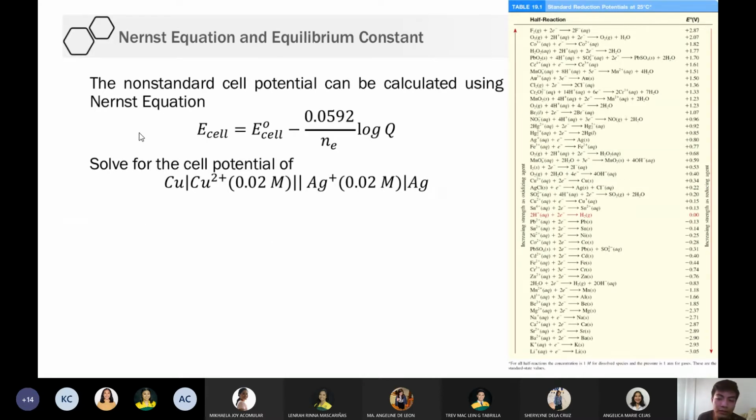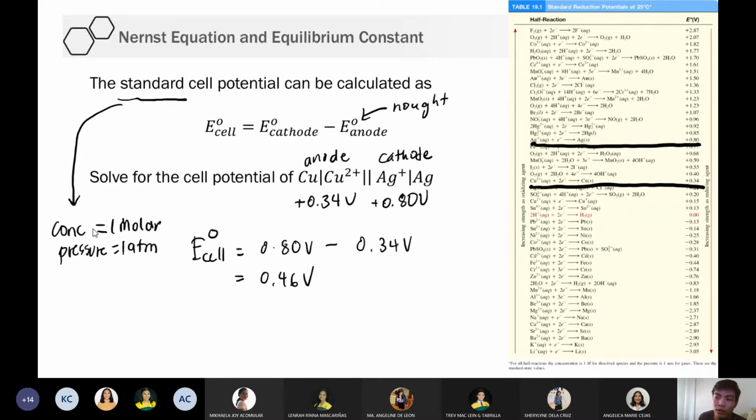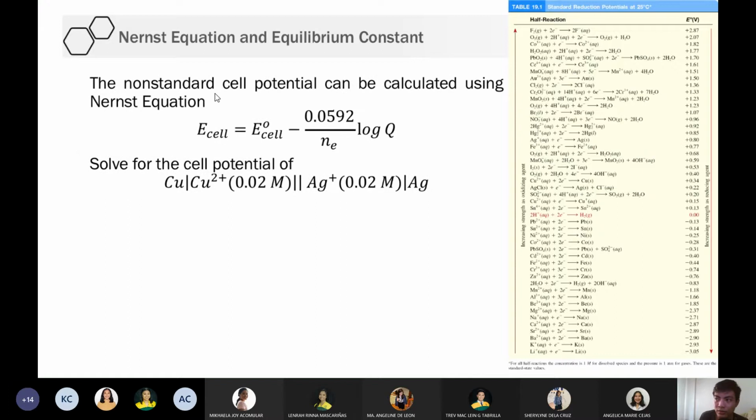If you have a non-standard condition, that means you are not 1 molar and not 1 atm. If you don't have those conditions, then that means it is non-standard. The equation used when solving for non-standard cell potential is called the Nernst equation. This is the Nernst equation: E cell equals E naught cell minus 0.0592 over n log Q. I will not derive this, because the derivation is lengthy, but this is the Nernst equation. It's easy to derive.